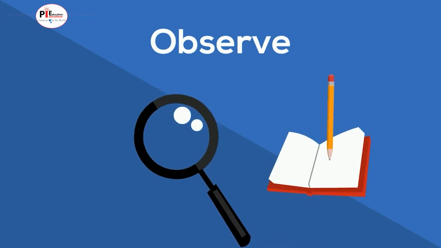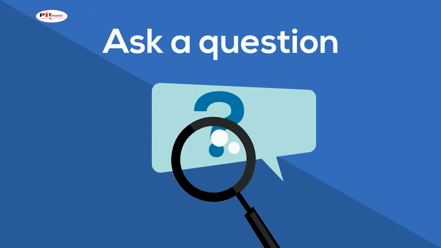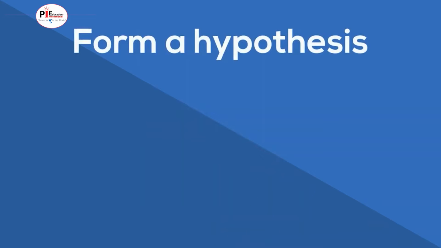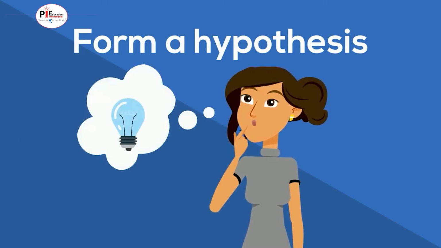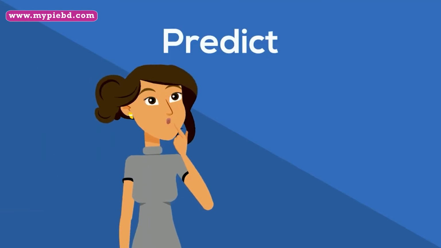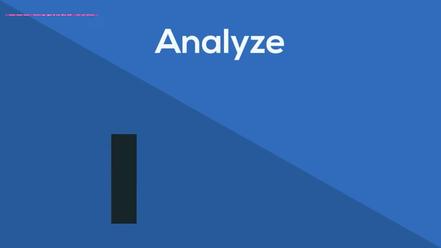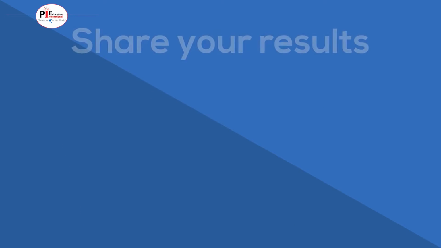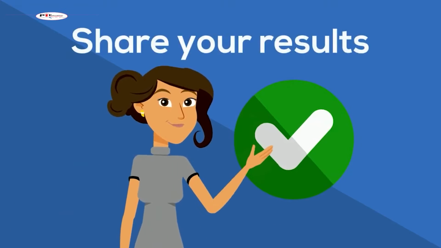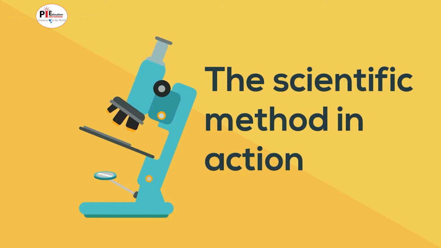First, observe, use your senses, and take notes about the situation. Then, ask a question about the problem at hand. After that, form a hypothesis. A hypothesis is a potential explanation to your question. Predict what the hypothesis may lead to and conduct an experiment to test it out. Analyze the data to draw a conclusion from your findings. Share your results.